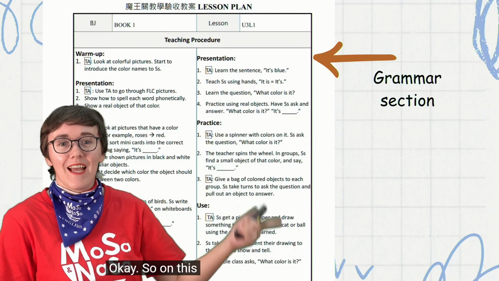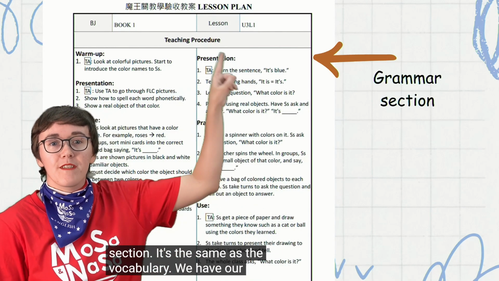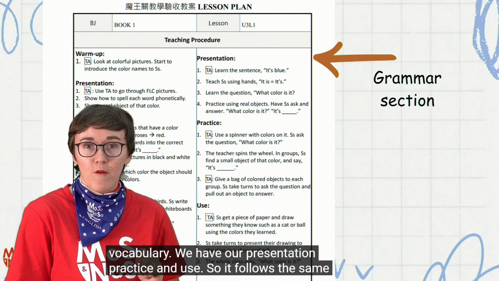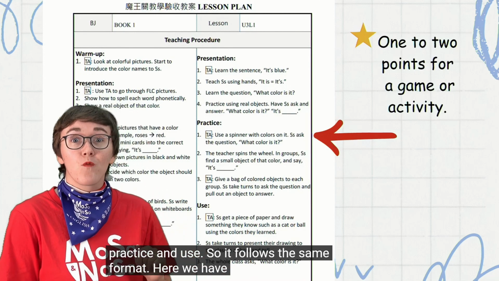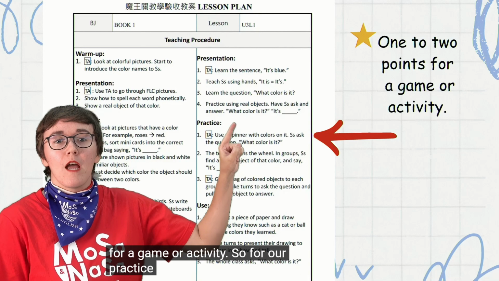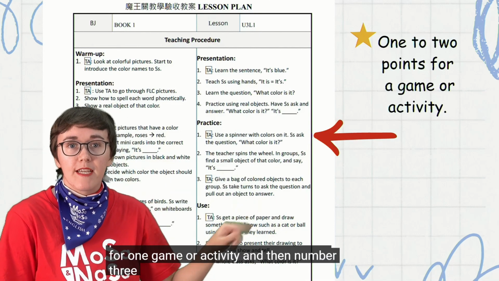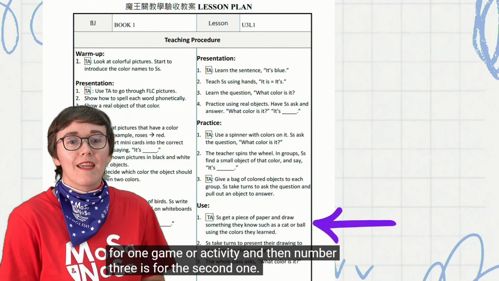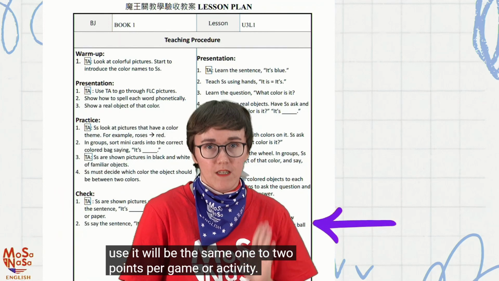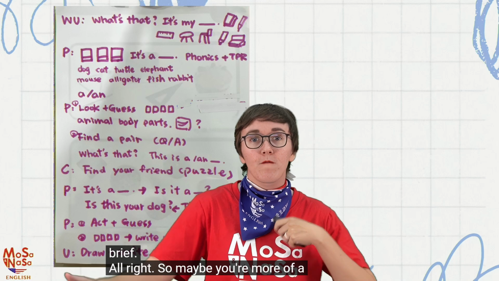Okay, so on this side is our grammar section. It's the same as the vocabulary. We have our presentation, practice, and use. So it follows the same format. Here we have 1 to 2 points for a game or activity. So for our practice, number 1 and number 2 is for one game or activity, and then number 3 is for the second one. Again, for use, it will be the same, 1 to 2 points per game or activity. Keep it brief.